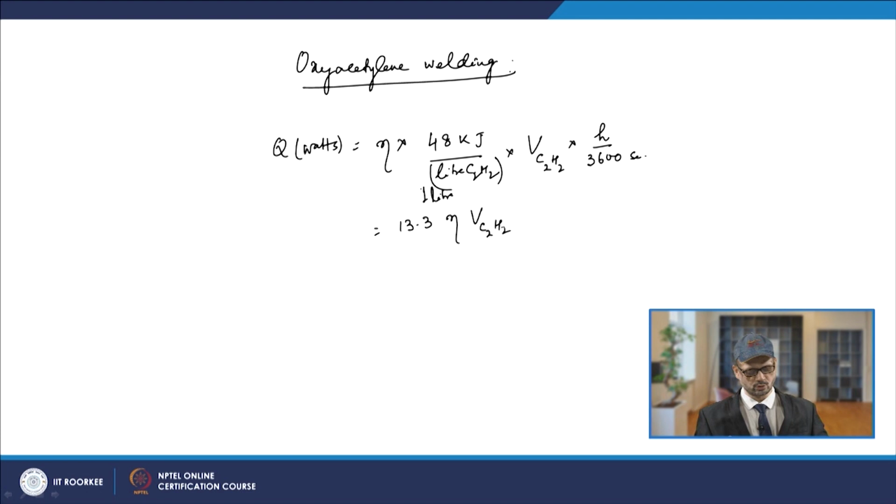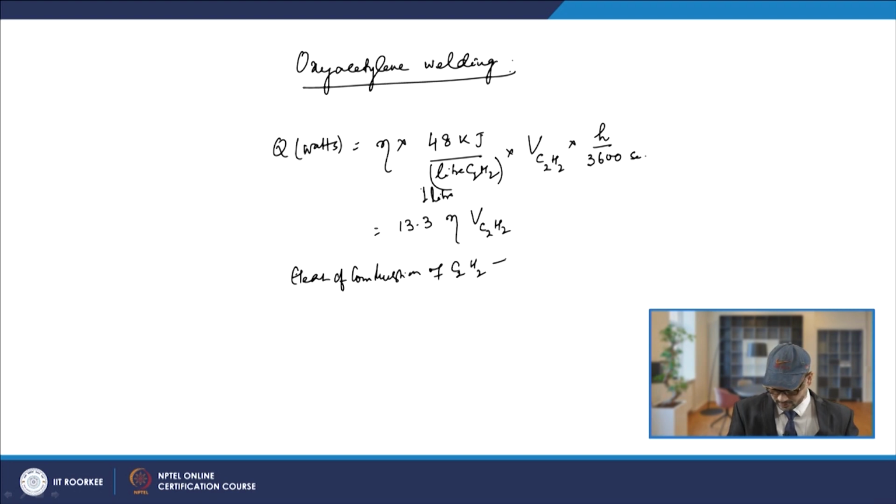So that is your Q. Now this 48 kilojoule is the heat of combustion for C2H2, and it is per liter. If you know the volume, that is how much C2H2 is used, based on that you can find what the Q is.